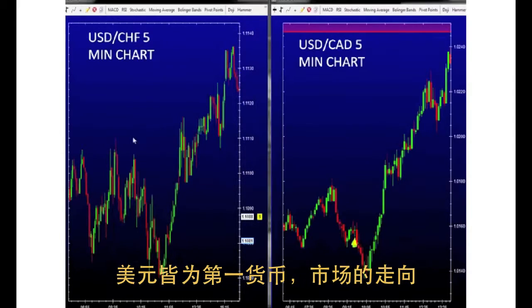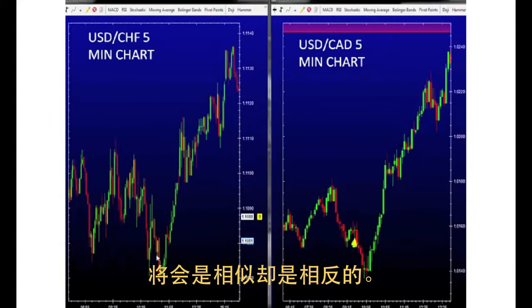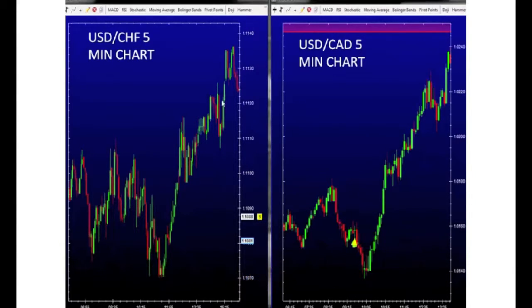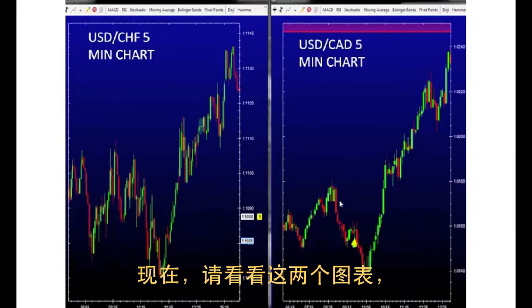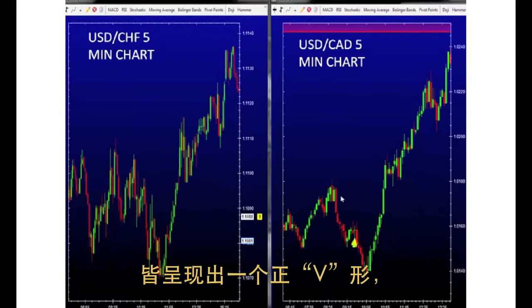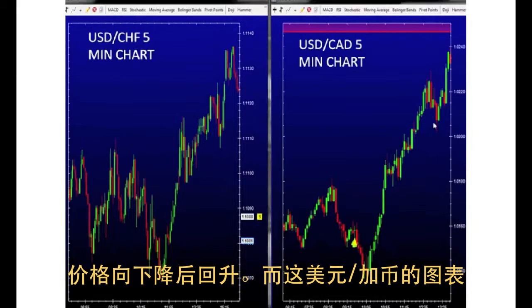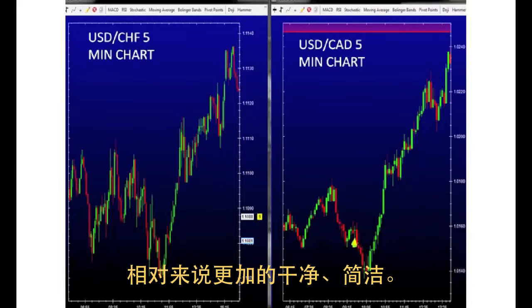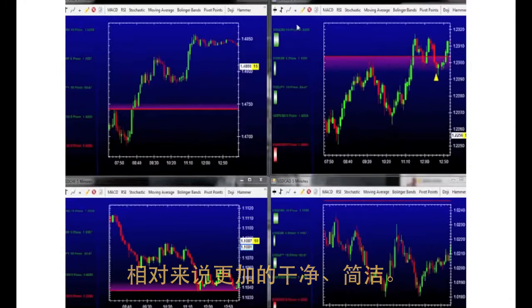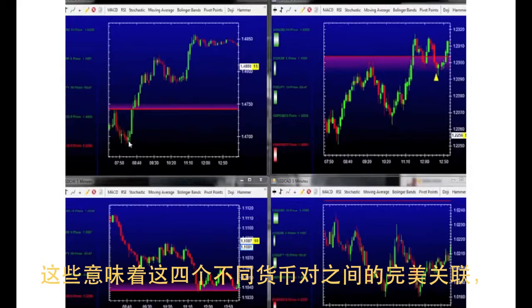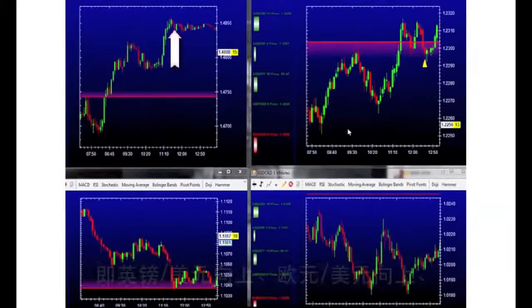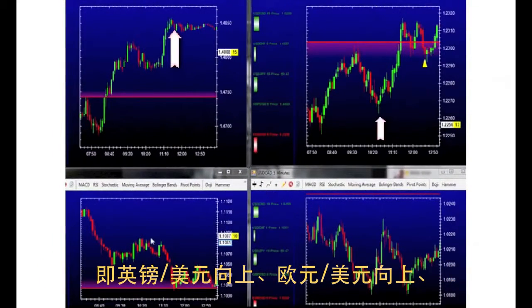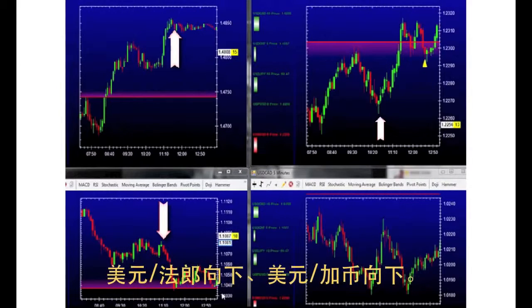Now take a look at these two graphs. You can see the price moving down, eventually to come back up. Look at the US dollar CAD. Looks a lot nicer, a lot cleaner, but look at the V shape and then the price movement moving up as well. That would be a perfect correlation if we had four different charts, as you can see here, and we had the price movement for the pound moving up, the EUR/USD moving up, and having the US dollar Swiss franc moving down, along with the US dollar Canada moving down.